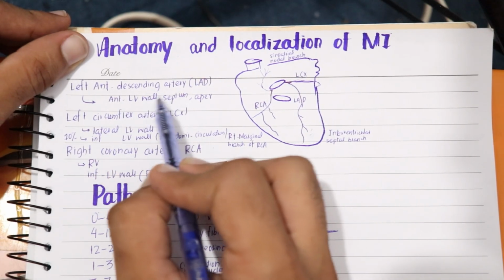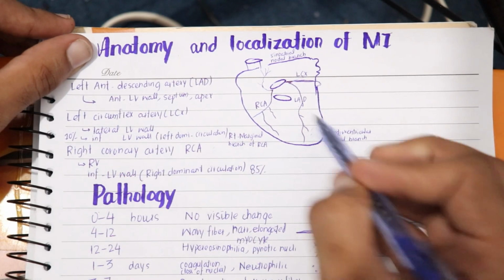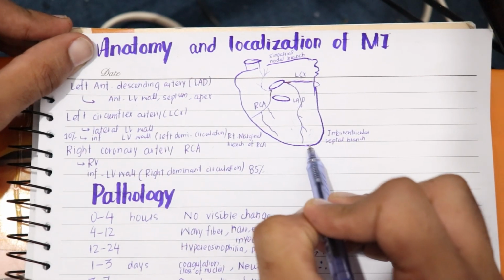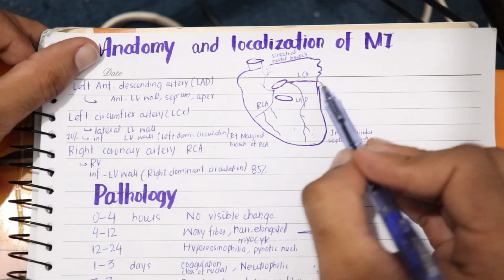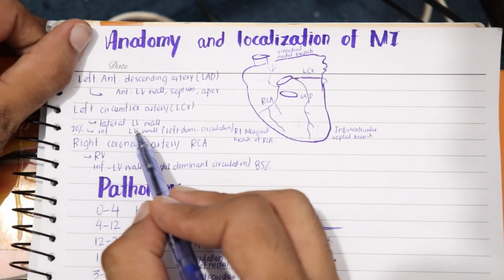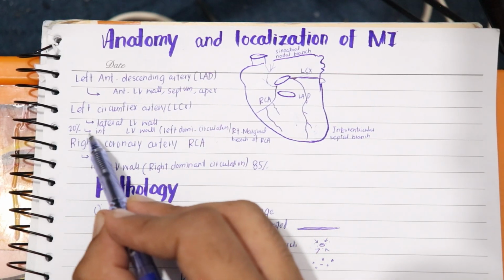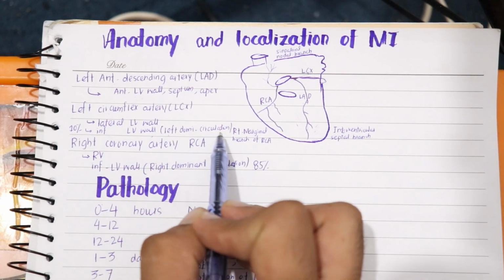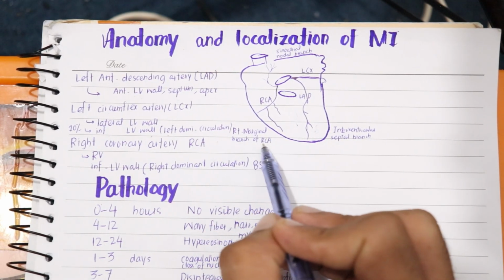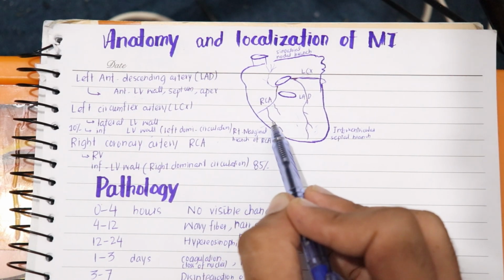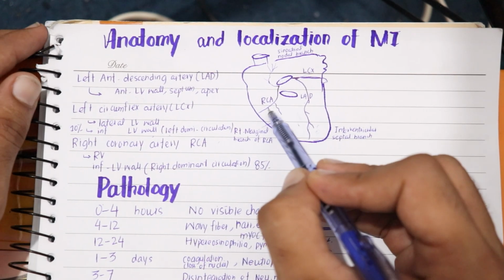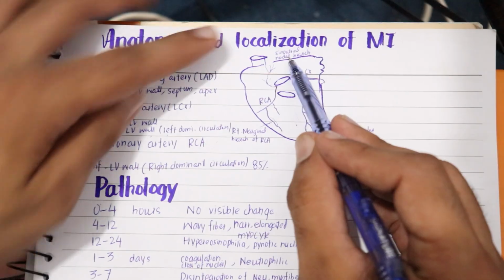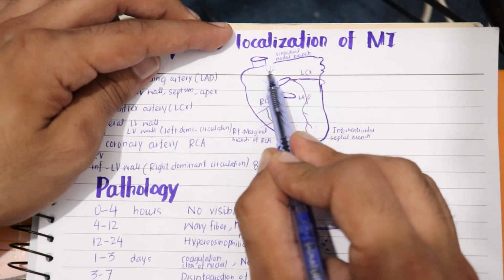Now the left anterior descending artery supplies the anterior left ventricular wall, the septum, interventricular septum, and apex of the heart, while the left circumflex artery supplies the lateral wall of the heart. In 10% of cases, the inferior wall is supplied in left main dominant circulation. This one is the right marginal branch of RCA, while this one has the sinoatrial nodal branch that supplies the sinus atrium.